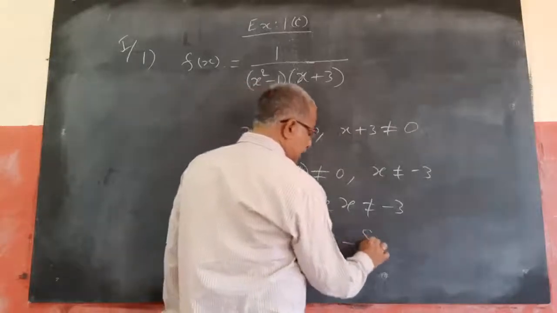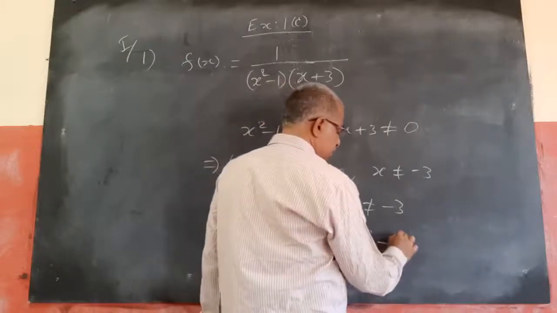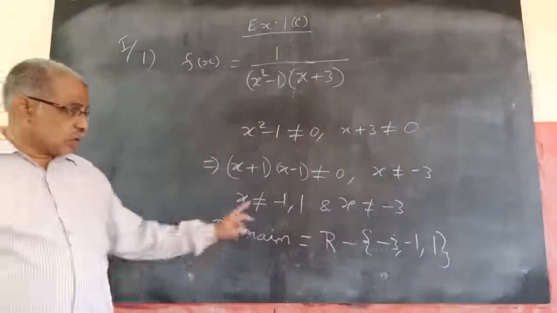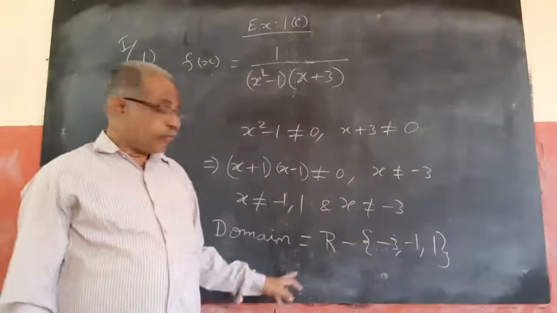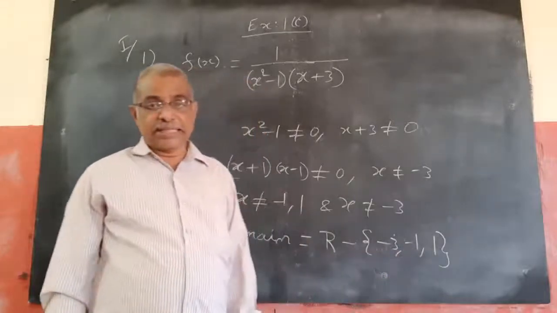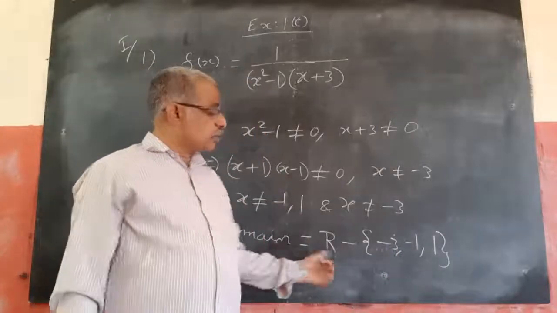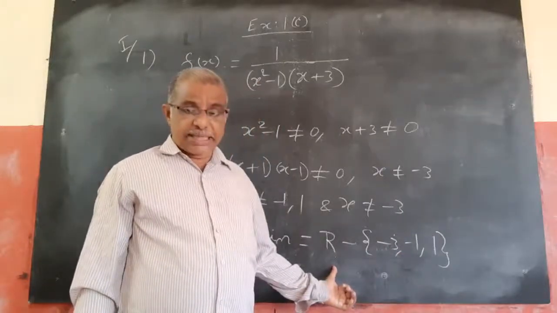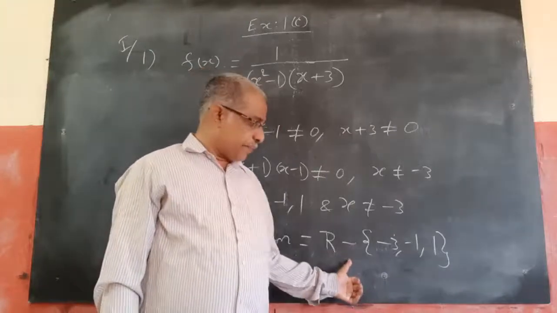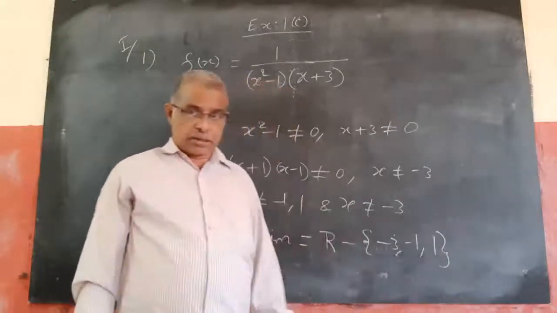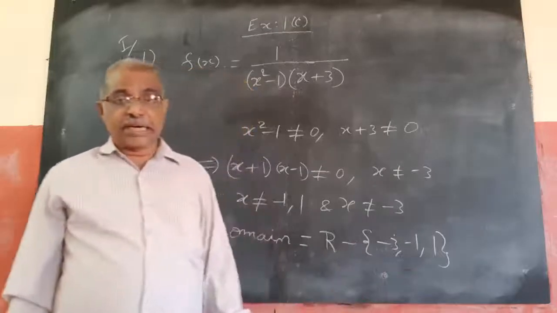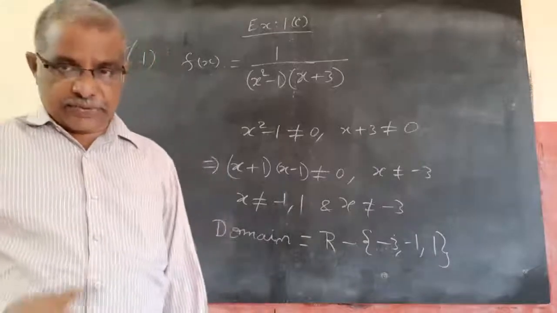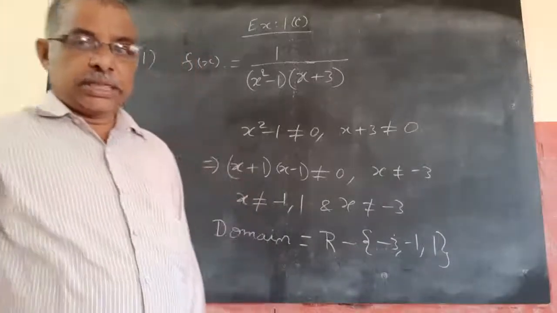So R minus {minus 1, minus 3, 1}. Excluding these three values, for any real number the function is defined. Therefore the domain is any real number excluding these three. The real number set is represented with capital R, you know. So capital R minus these three numbers. Therefore the domain of this function is R minus {minus 3, minus 1, 1}.